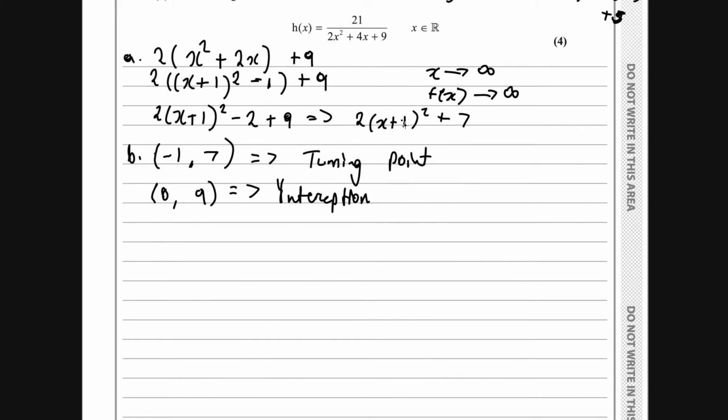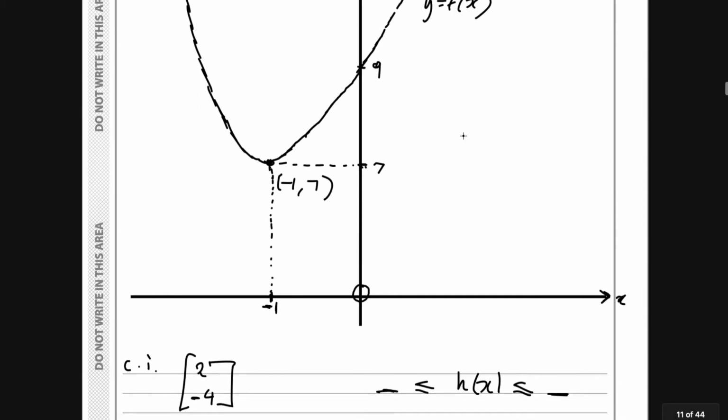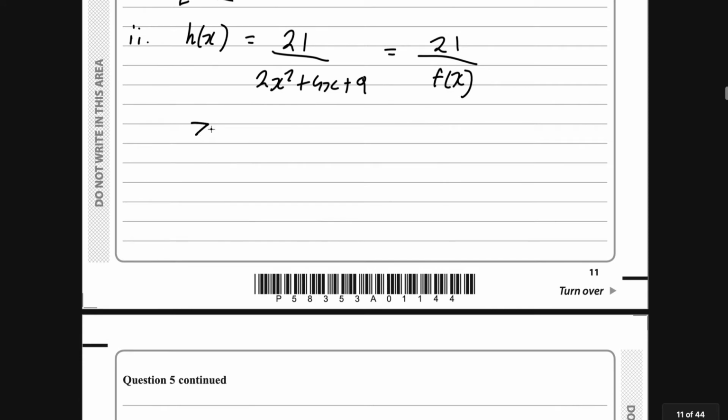Because what you do is you substitute such a value where you've got this equaling 0. 2 times 0 is going to be 0, and you add 7 onto that. So the range of f of x is going to be between 7 and infinity. And what we really need to do is use this range of f of x to find the range of h of x.